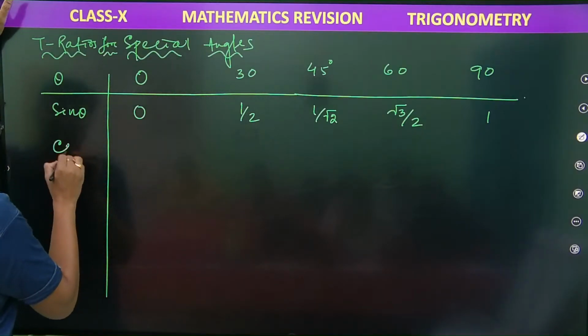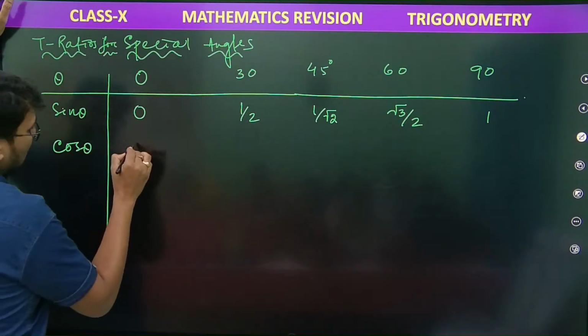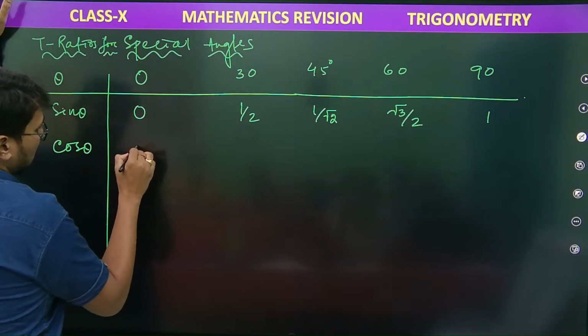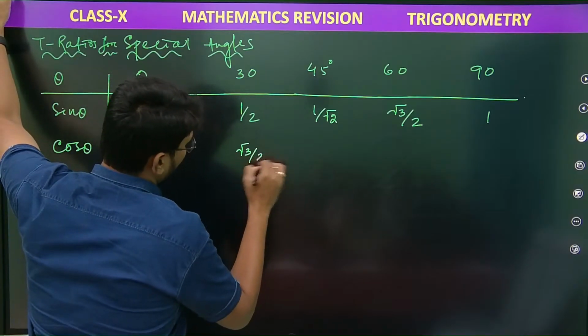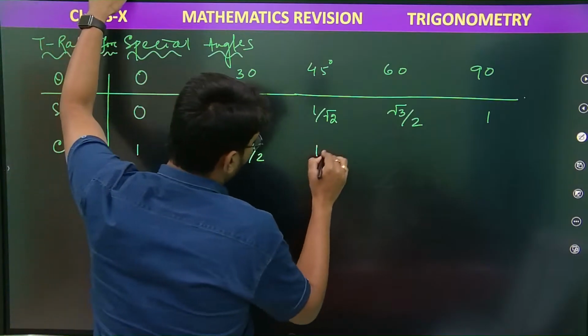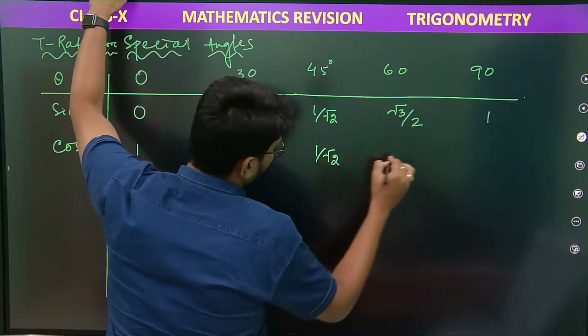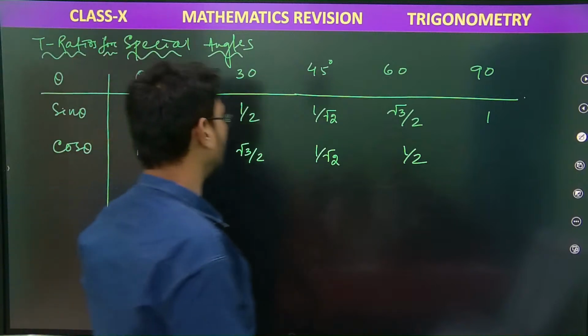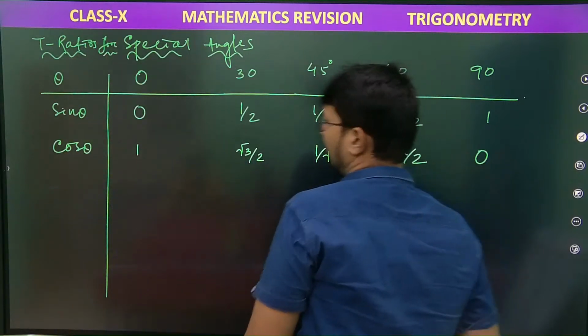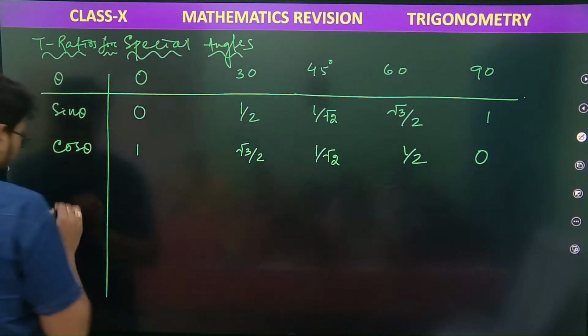So, cos theta. Cos 0 is how much? 1. Cos 30? Root 3 by 2. What about cos 45? 1 by root 2. Cos 60 is 1 by 2. Cos 90 is how much? 0. Clear, everyone?